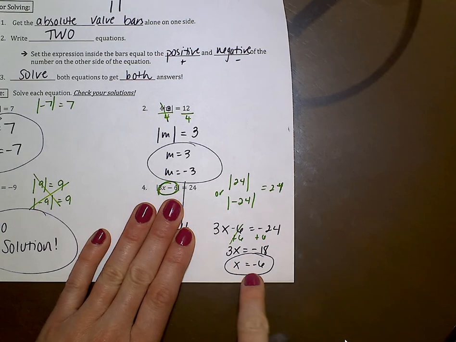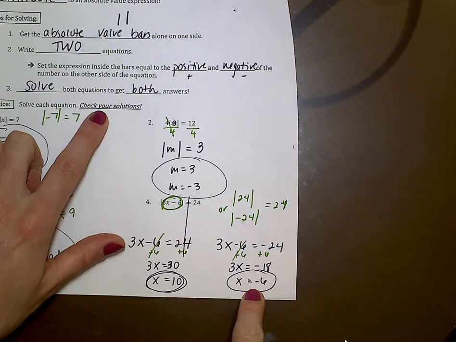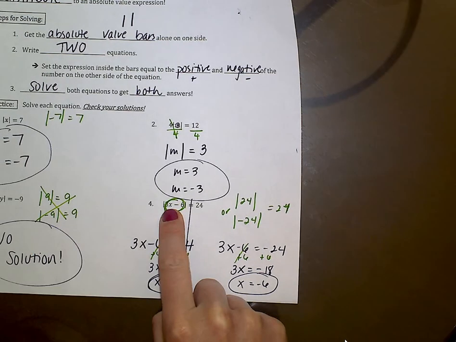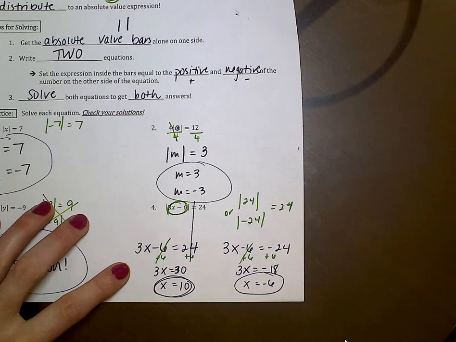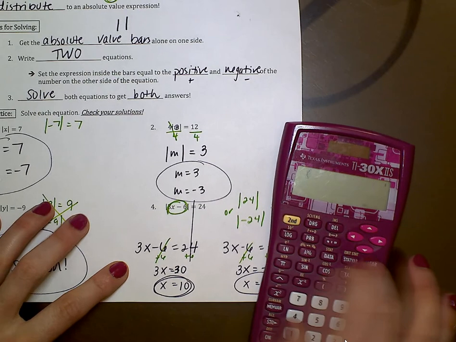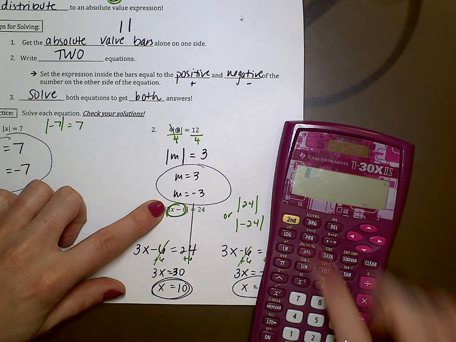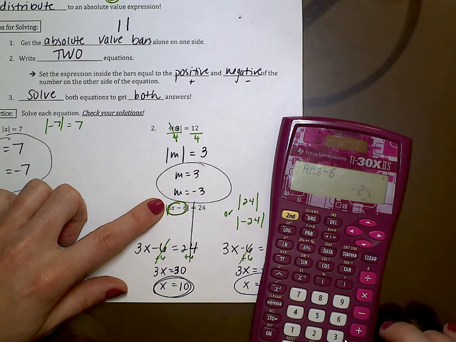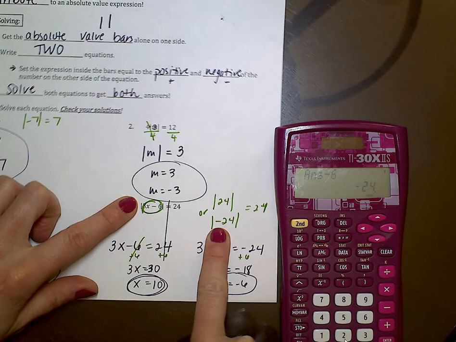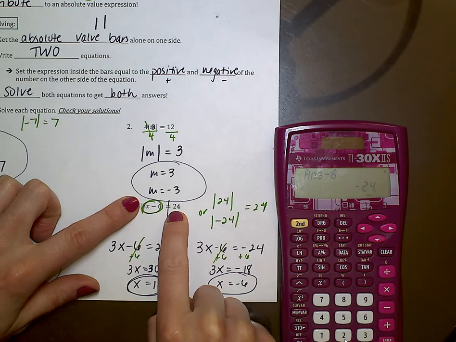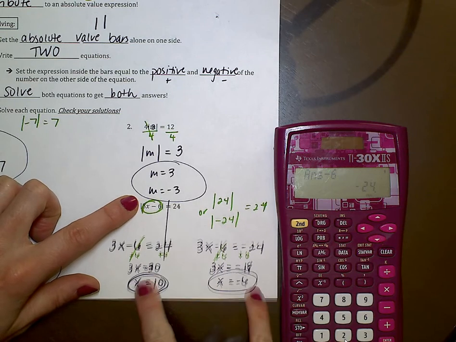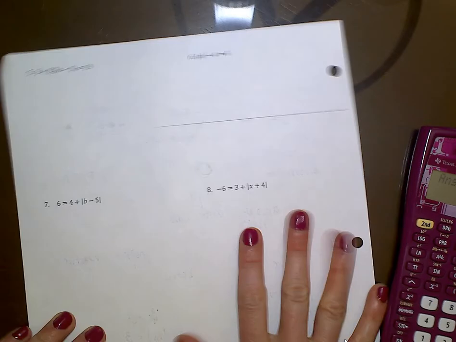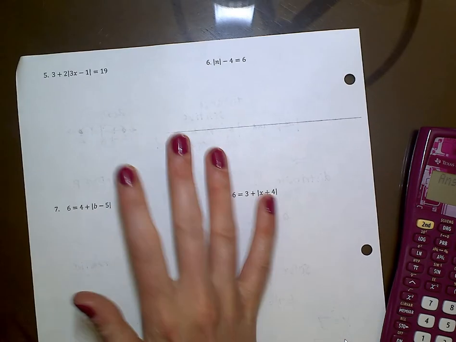Okay, and I can check it, and the directions even say check your solutions. So if I plug in negative 6 right here for x, and if I need to use my calculator, I can. I'd work out what sits inside the absolute value first. So I'd do 3 times negative 6 minus 6, and I know the absolute value of negative 24 is going to give me positive 24. Okay, so my answers worked out. Yay! All right, basically you've seen everything. It's just a matter of practicing it now.